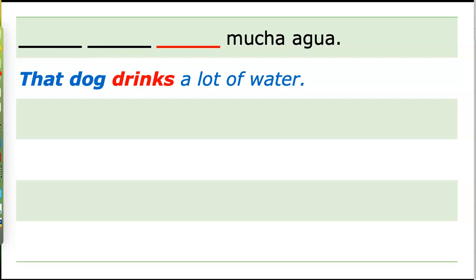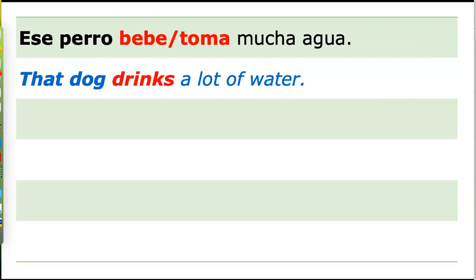The first sentence is that dog drinks a lot of water. Do you remember the word for drink? There are actually two, beber or tomar. Let's use beber. Now, that is neither this nor these, so it's not going to have a T. Ese perro bebe or toma mucha agua.